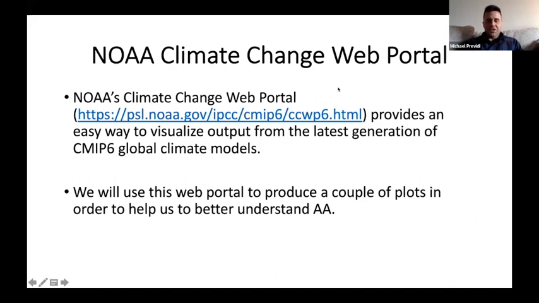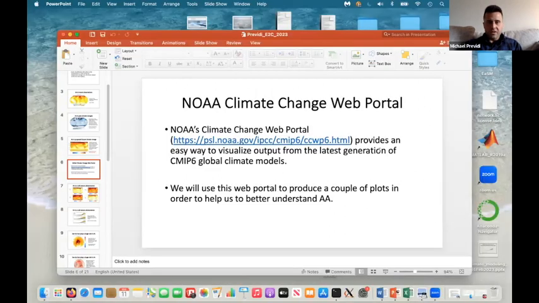So this is a web portal that was designed by NOAA, and it provides an easy way to visualize output from the latest generation of global climate models, the CMIP6 climate models. And that plot that I showed in the previous slide, as I indicated, was produced using this web portal. So the point of this little exercise I wanted to do today was just to produce a couple of simple plots of climate model output that will help us to better understand a few key aspects of Arctic amplification. So with that, let me just exit the PowerPoint for a minute.